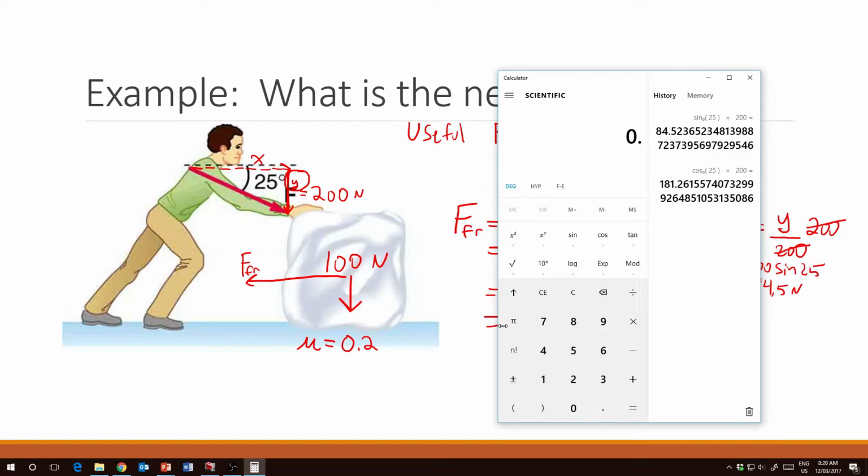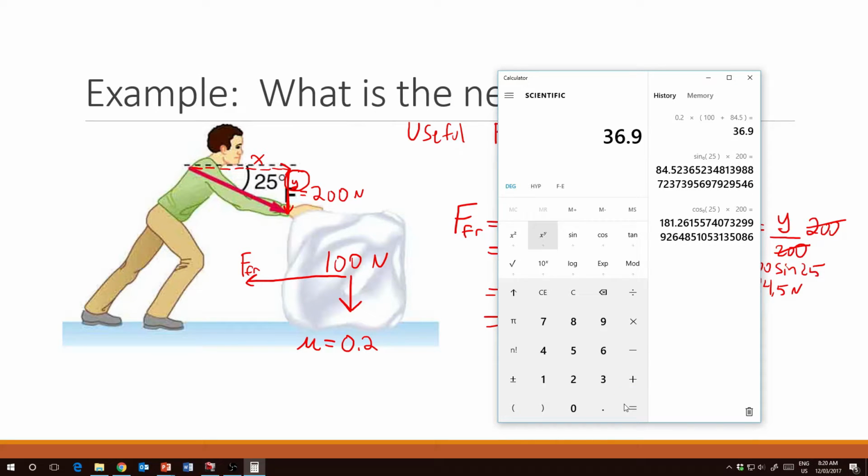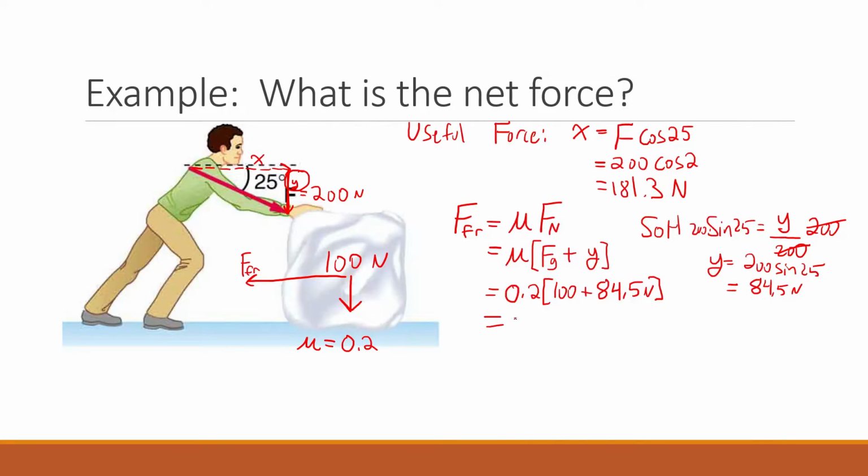So we got 0.2 times bracket 100 plus 84.5. Close my bracket. Equals 36.9 newtons is my force of friction. 36.9 newtons. Right, now we know how much friction is opposing us. We know how much force is useful, so we can calculate the net force.